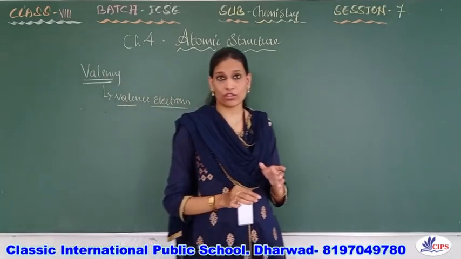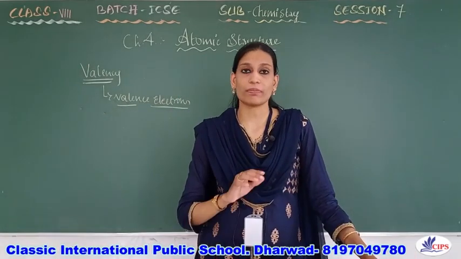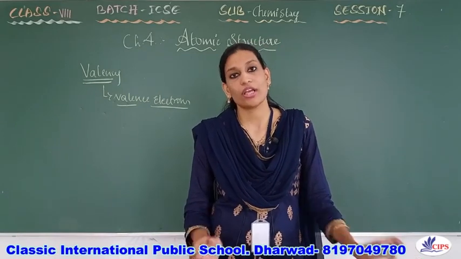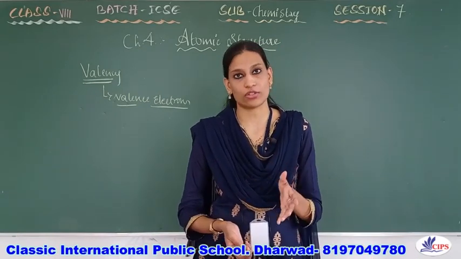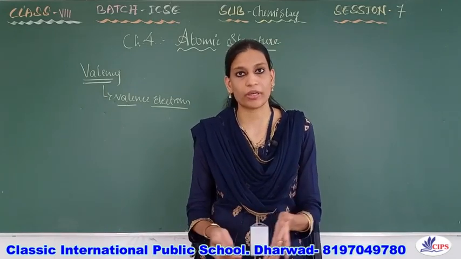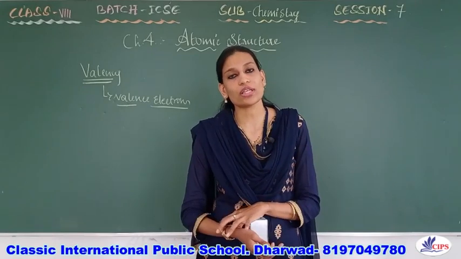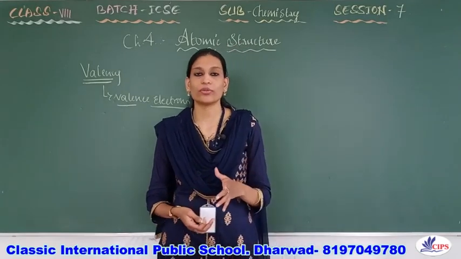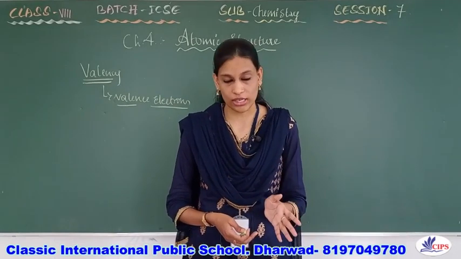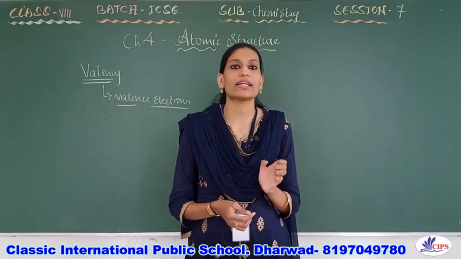Valence electrons are those electrons which are present in the outermost shell of an element or any atom. These are the extra electrons which are unable to become stable. The extra electrons present in the outermost shell are what we call valence electrons.